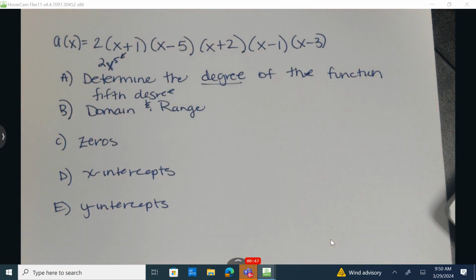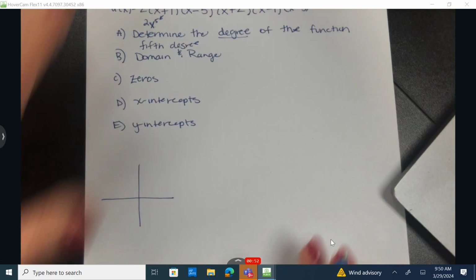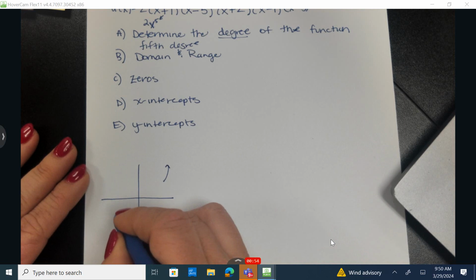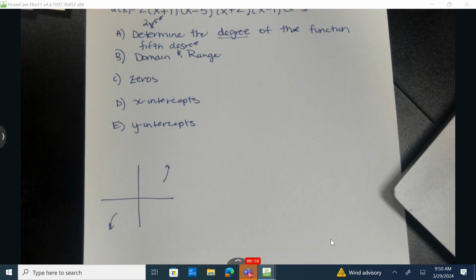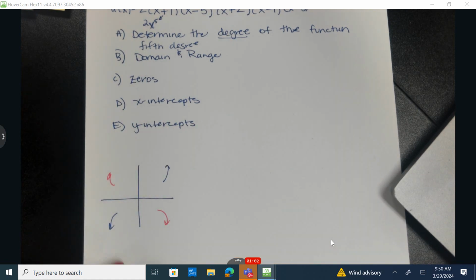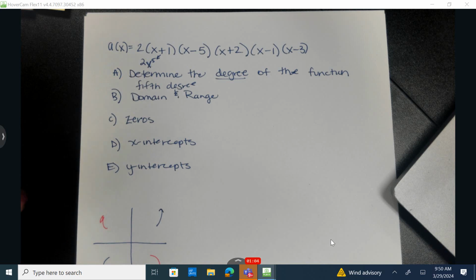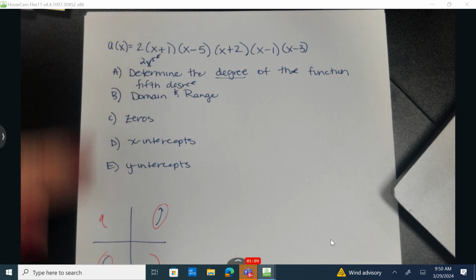And so when the degree is odd and we think about the end behavior of a function, it's either going to go up on the right and down on the left, or up on the left and down on the right. Now how do we determine that? We determine it by the leading coefficient. So the leading coefficient is positive, that means up on the right and down on the left.